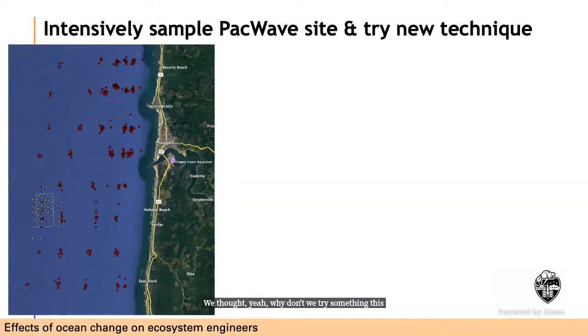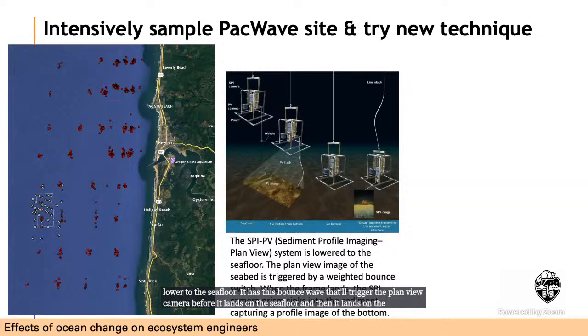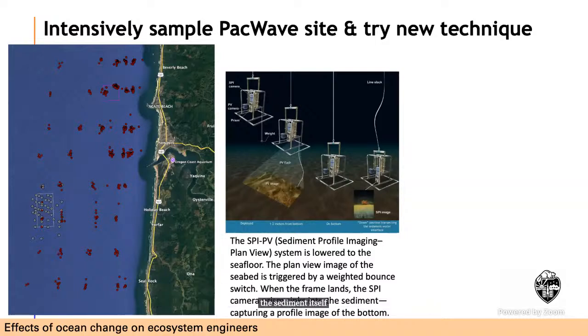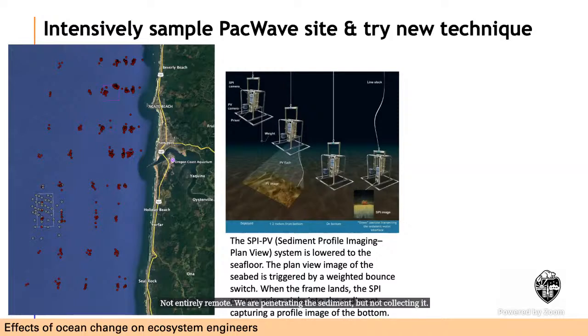But we thought, yeah, why don't we try something new? There might be another tool out there that we could use. And so that tool is the SPI camera. SPI stands for sediment profile imaging, and it has this balance weight which will trigger the plan view camera before it lands on the seafloor, and when it lands on the seafloor, this prism with the camera inside slices in so that you can see a very small inside of the sediment itself, down in the sediment. So we thought, well, maybe we could use this to get at these small portions of silt. Not entirely remote, we are penetrating the sediment, but not collecting anything. And then we were going to ground truth with box core samples and compare the images to the box cores.